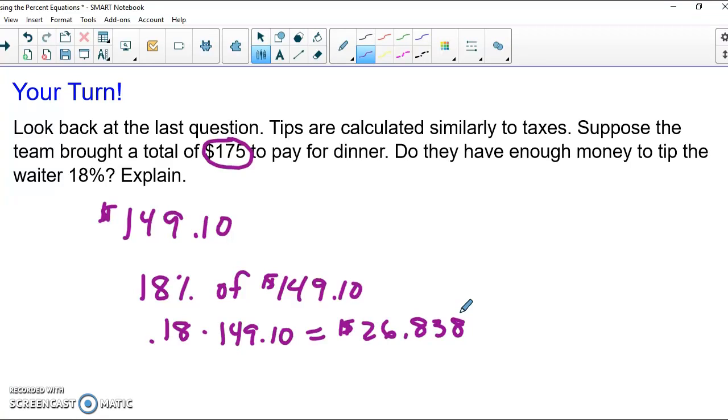However, I'm going to need to round this off for dollars and cents, right? I only need 2 decimal places for the cents. So I'm going to take my 8 and use it to tell me whether to round the 3 up or down.